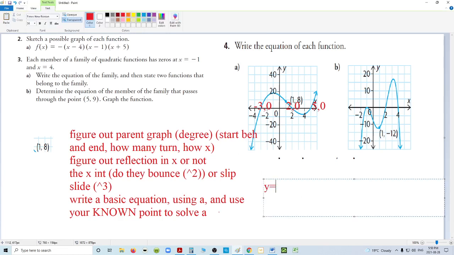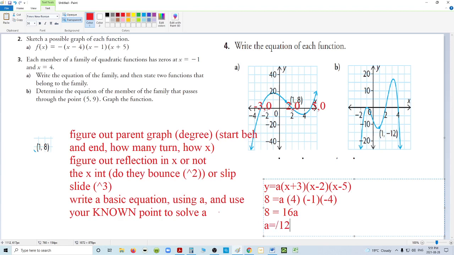y is equal to a(x plus 3)(x minus 2)(x minus 5), so it's all the opposite of the roots, or the x-intercepts. And now to solve for a, what's the point I'm going to use? They gave me (1, 8). 1 plus 3 is 4. 1 minus 2 is minus 1. 1 minus 5 is minus 4. This ends up being 8 is equal to 16a. So a is equal to a half.